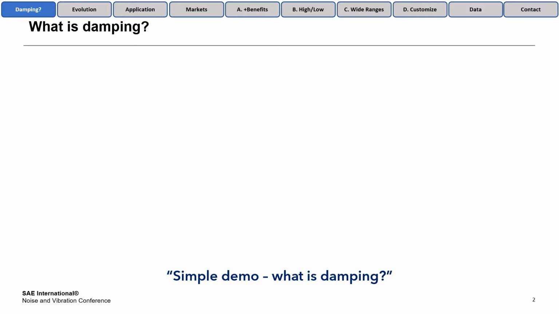So with that, we are going to play a quick video to explain what damping is. Once in the video, the sample on the left is undamped, and the sample on the right is coated with silicone on the backside.